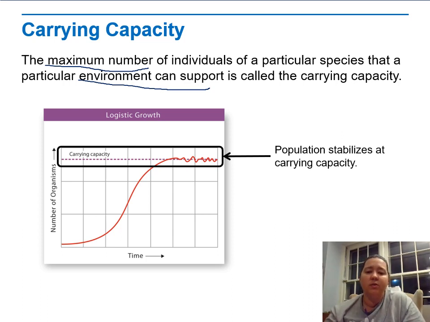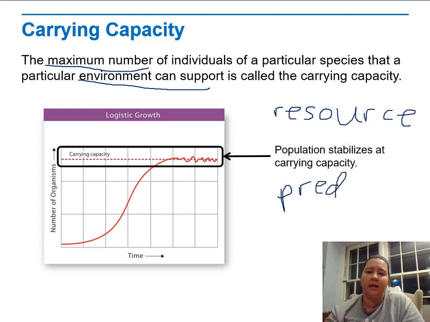So most natural populations do ultimately have a carrying capacity caused generally by resource availability or by predators, things that are going to eat them. A lot of those carrying capacities are set by those two things.